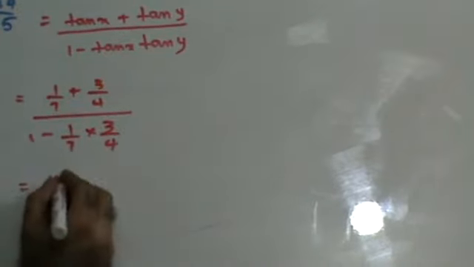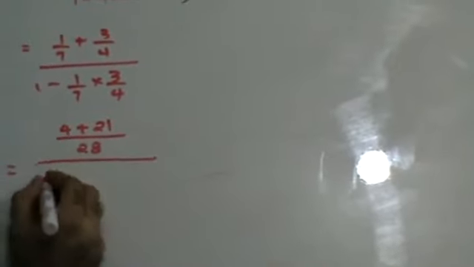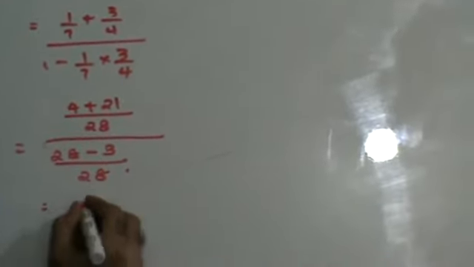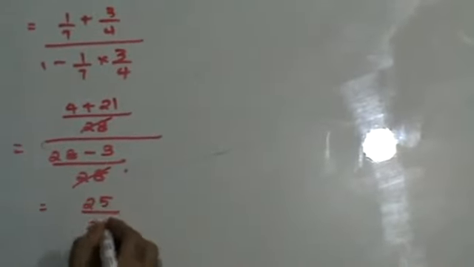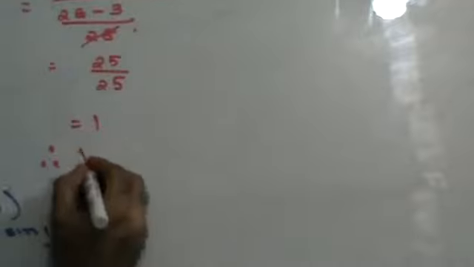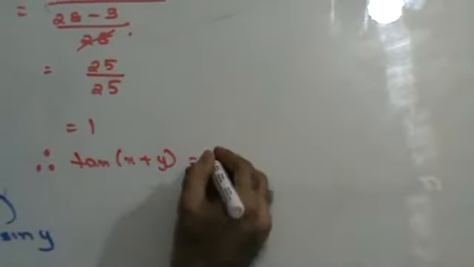This is nothing but 4 plus 21 upon 28. LCM, people. Upon 28 minus 3 upon 28, right? So in that case, this is going to be nothing but, 28 gets cancelled, 25 upon 25, which is 1, right? So we just found out that tan(x plus y) is nothing but 1.